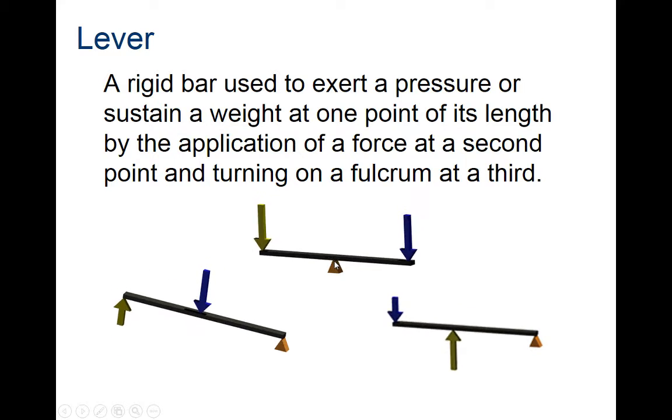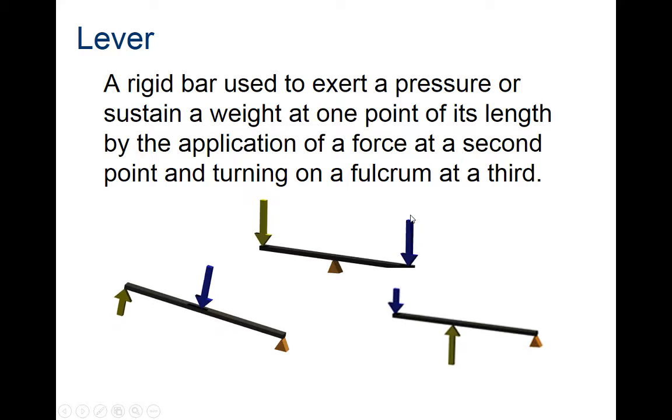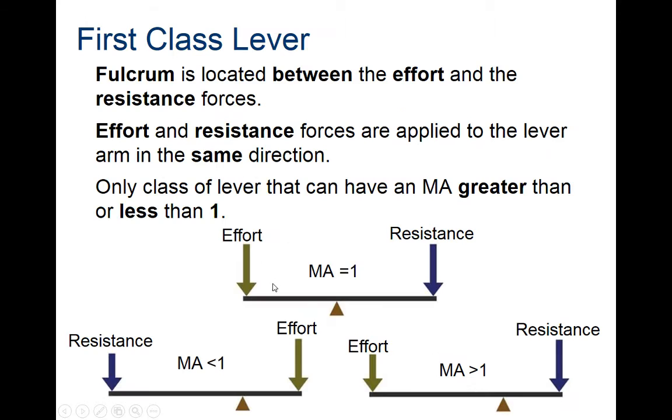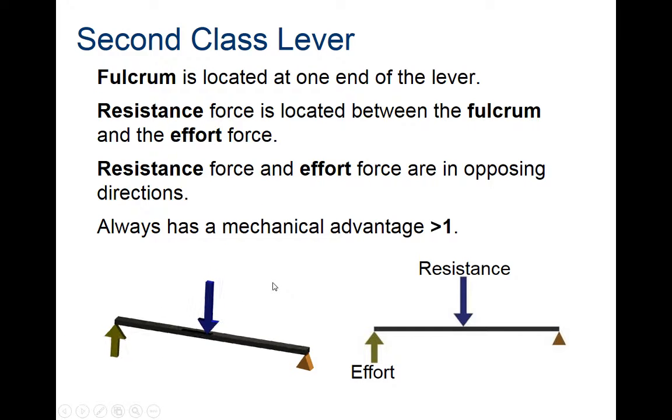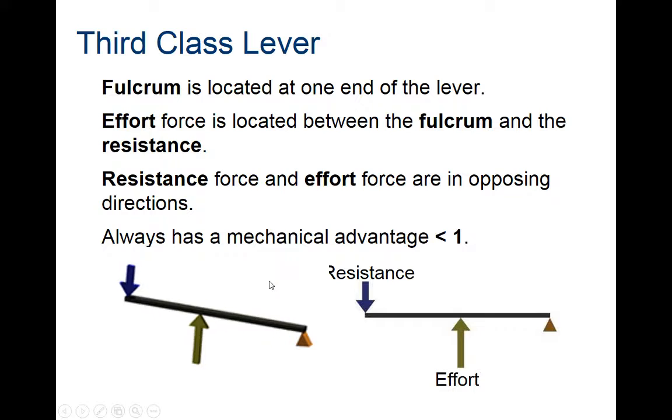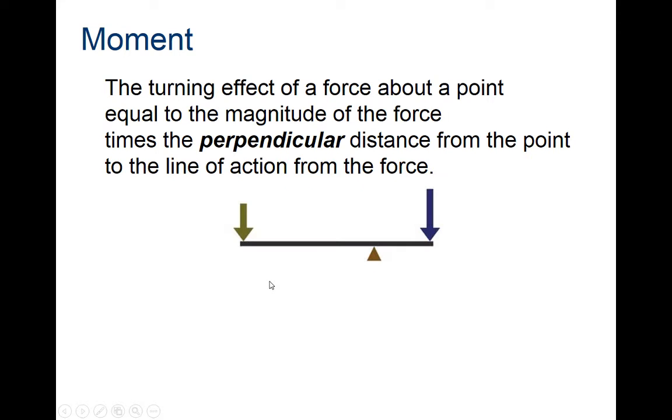If you have a fulcrum or a pivot point, and then you have a resistance force, and then the force that you're actually applying, then you've got a lever. So there's three types of levers: first class lever, second class lever, and a third class lever. And I'll go into more details about each of these in the next video. But what I want to talk about in this one is something called a moment.